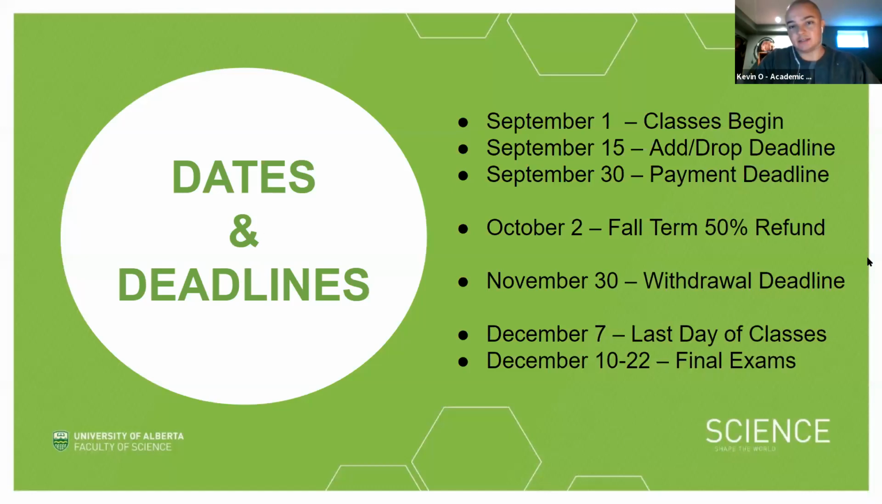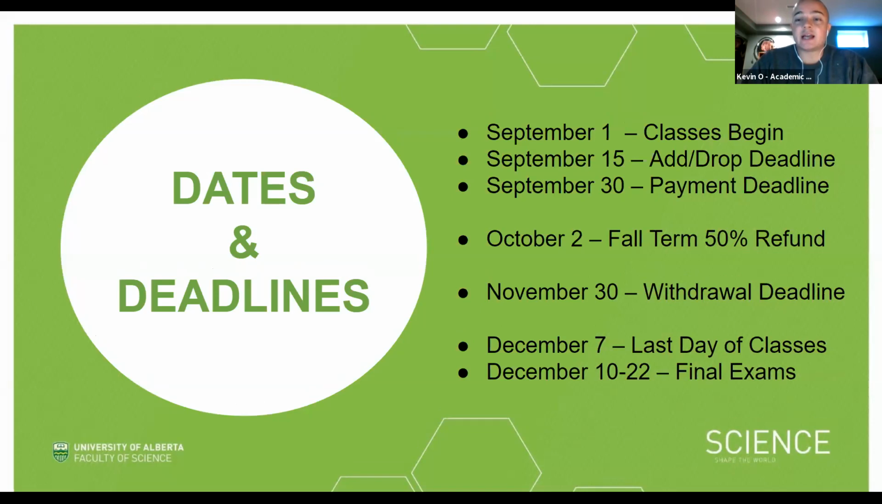So dates and deadlines. Like I said, this is one of the key things that Student Services helps students with. So I would strongly recommend that everyone puts these dates into your calendar. So September 1, classes are going to be starting. September 15th, this is your last day to add or delete a course. Now, September 15th is a very strict deadline. So after September 15th, you will not be able to add or delete a course. We will not be able to do a backdated add or delete. So make sure that your registration is finalized on or before September 15th.